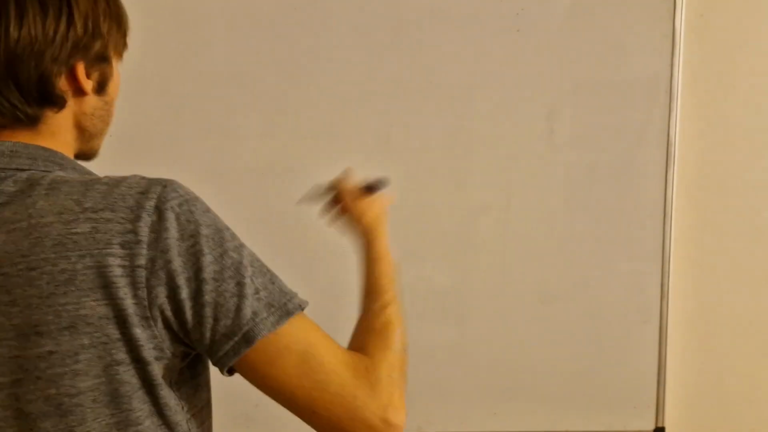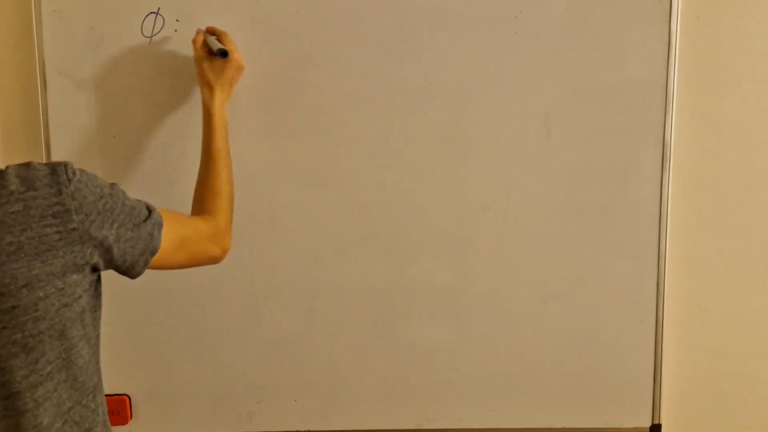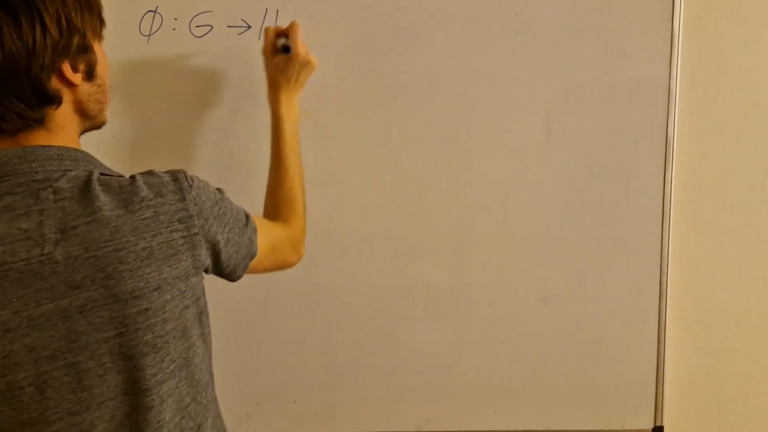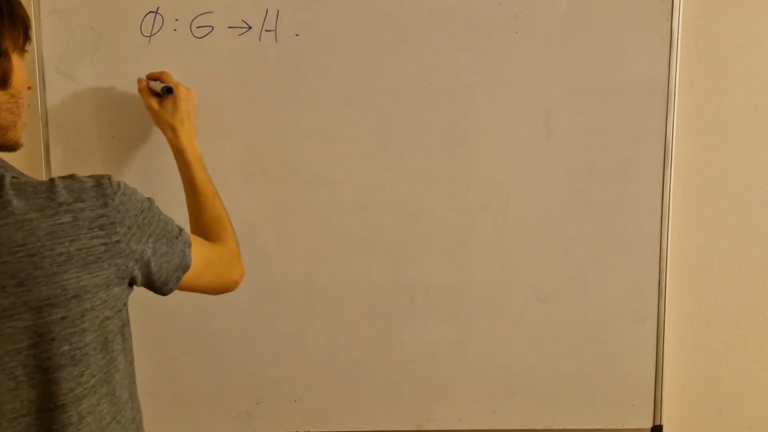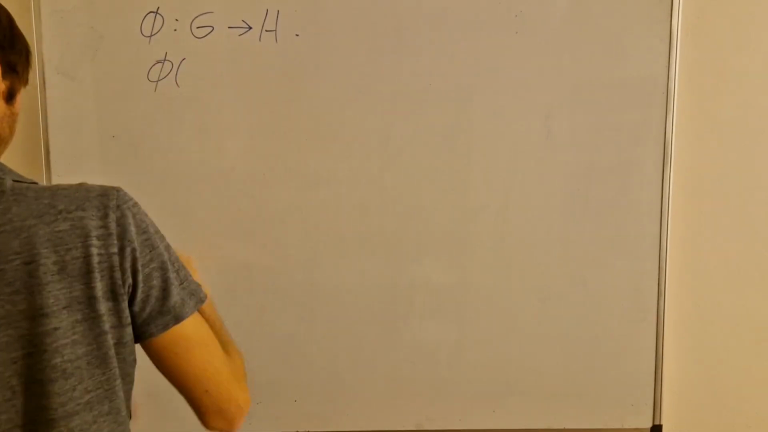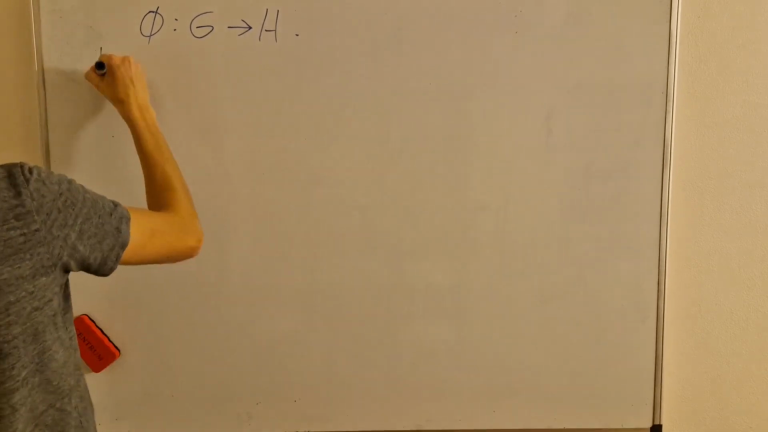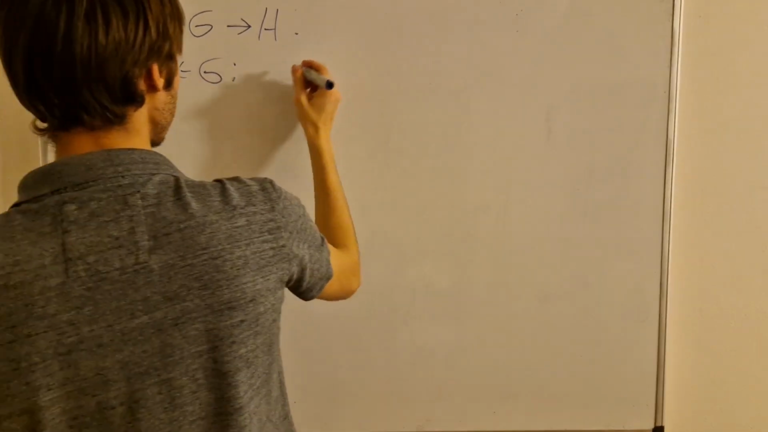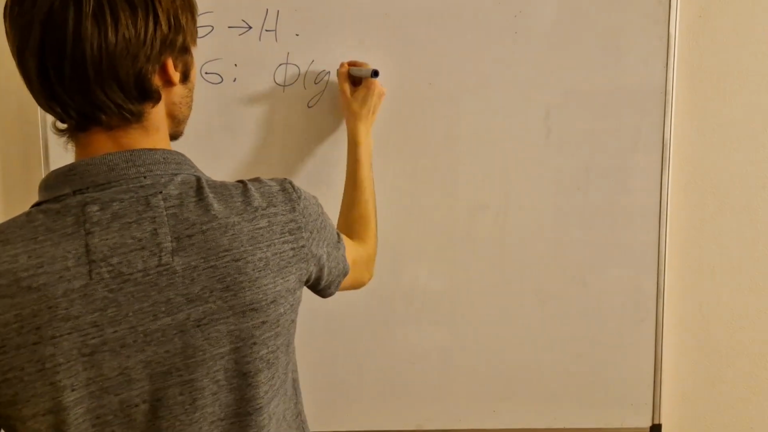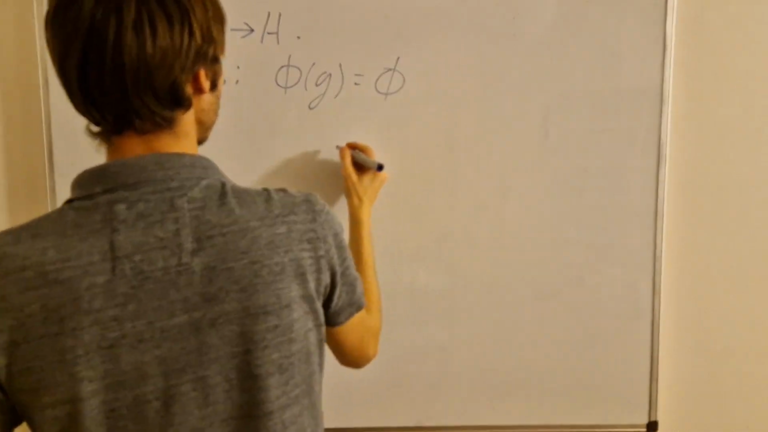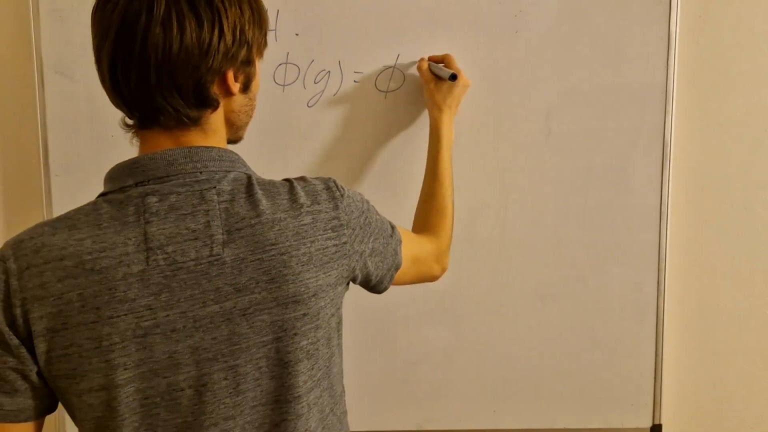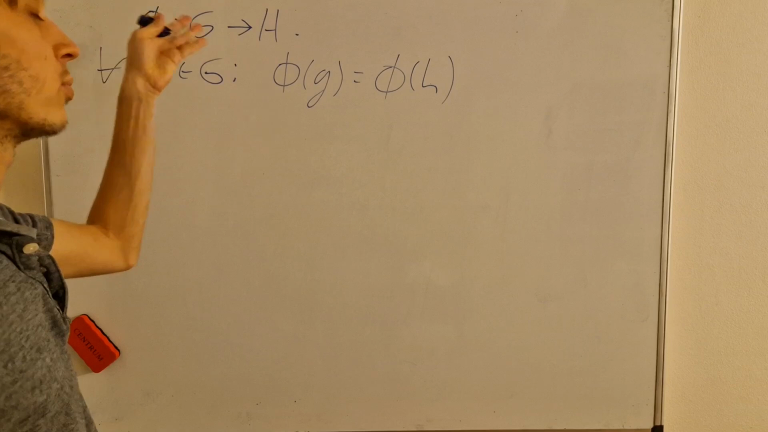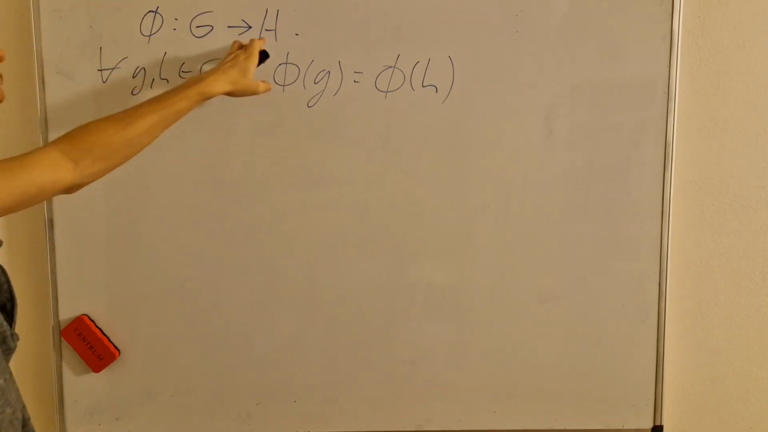We have this theorem saying that if we have a homomorphism, a function phi from a group G to a group H, then if we take any two elements, let's say g and h from the group G, we have that phi of g will equal phi of h, for these two different elements g, h from the group G, from which the homomorphism goes to H. And of course these are different.